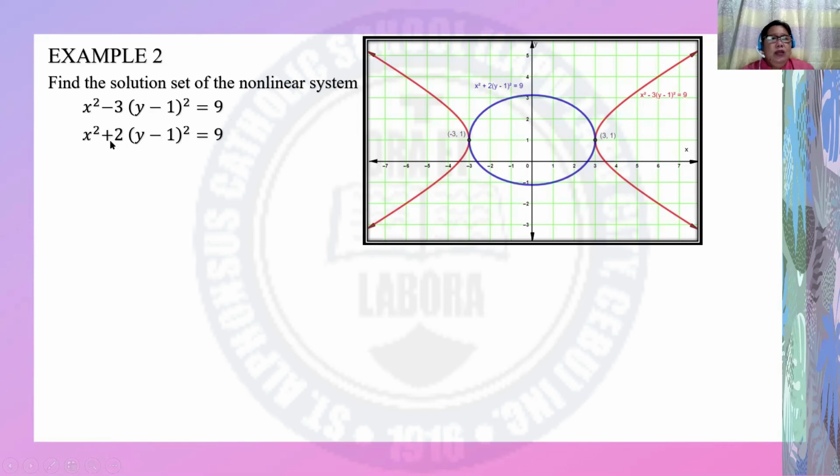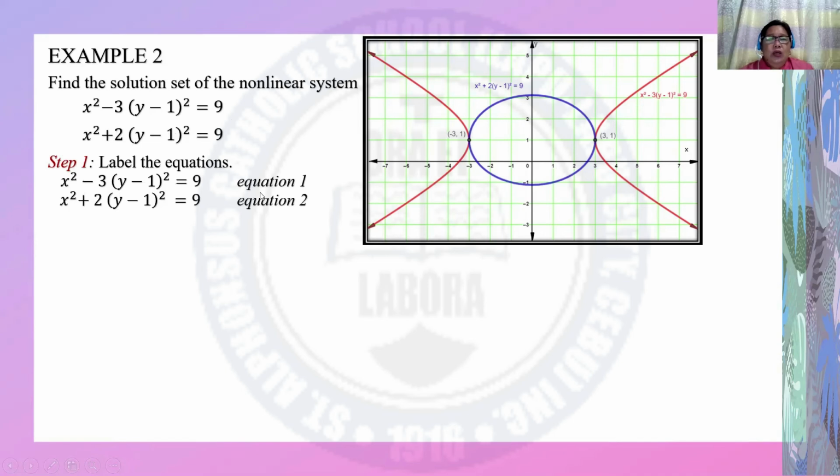and x squared plus 2 times the square of y minus 1 equals 9. First, you have to label the equations as equation 1 and equation 2. Then we have to eliminate x squared first. It's easy for us to eliminate the expression x squared. And we have to rewrite equation 2.